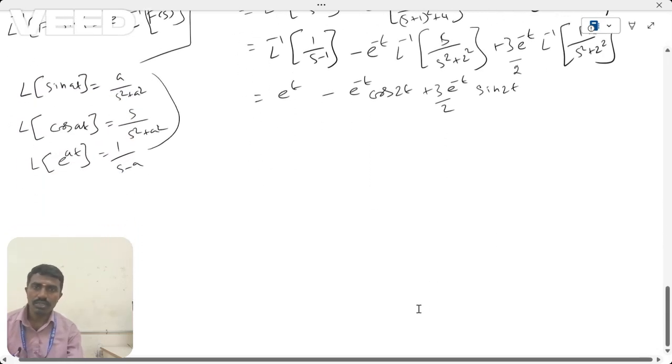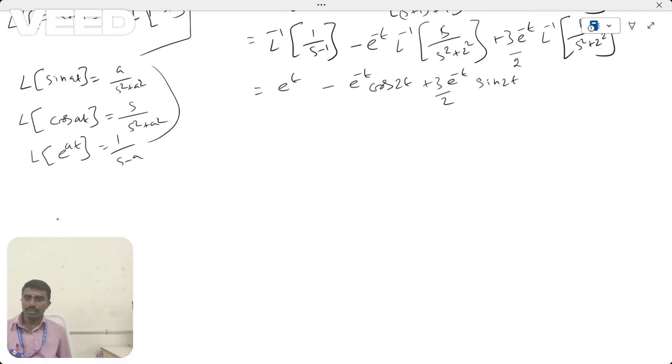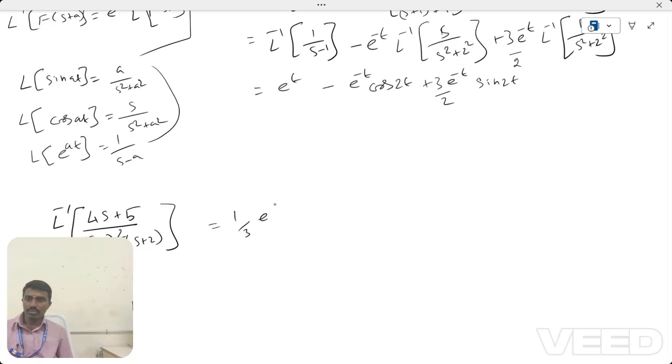Similarly, you can practice this problem, that is L inverse of 4s plus 5 divided by (s minus 1) the whole square into (s plus 2). For that, the answer is 1 by 3 e power t plus 3 e power t minus 1 by 3 e power minus 2t.